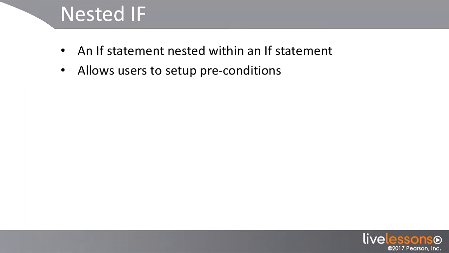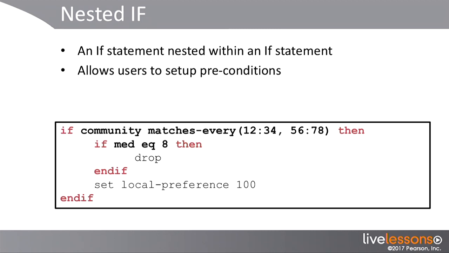Nested ifs. You can also use if statements within another if statement. That means if the first criteria matches, then you go into that section and perform another if. So if the community matches 12:34 or 56:78, then go into this section and say if the MED is also equal to 8. If it is equal to 8, then drop. And after it has performed this action, you can set the local preference to 100.